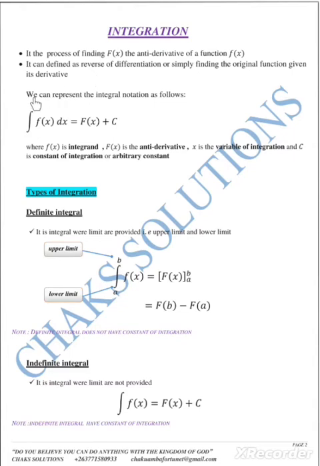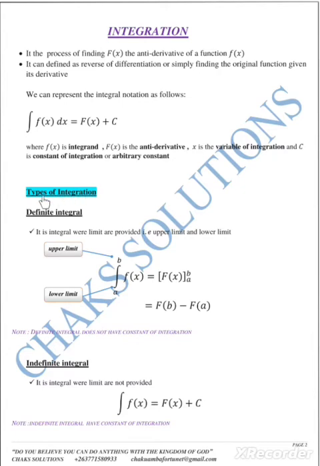Right, so the integral sign or the integral notation is represented by this big S. So this is the integral of function f of x dx, which will result in the antiderivative F of x plus c. Right, so f of x is the integrand. So this is the function that we need to integrate, and capital F of x is the antiderivative, and x is the variable of integration, and c that you see here is the constant of integration or the arbitrary constant.